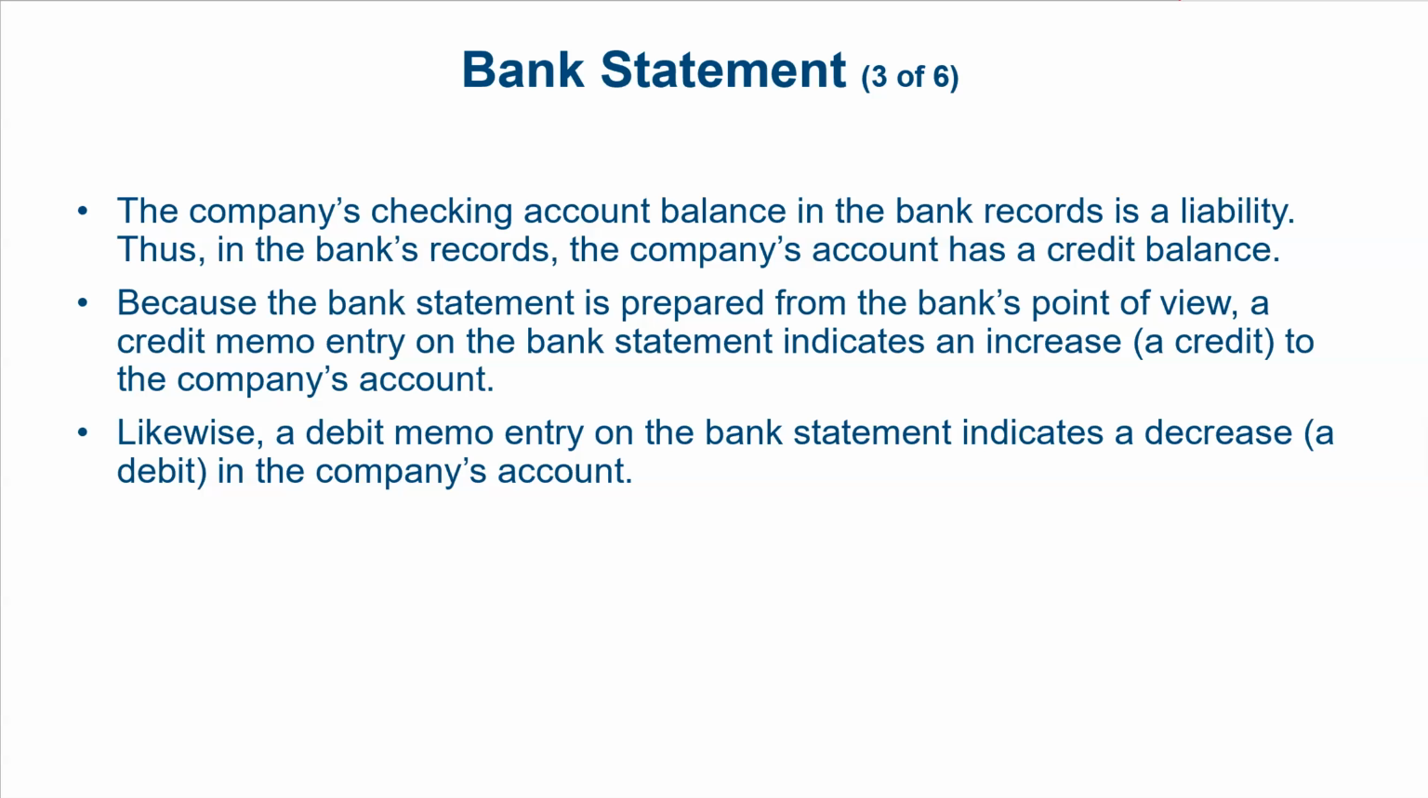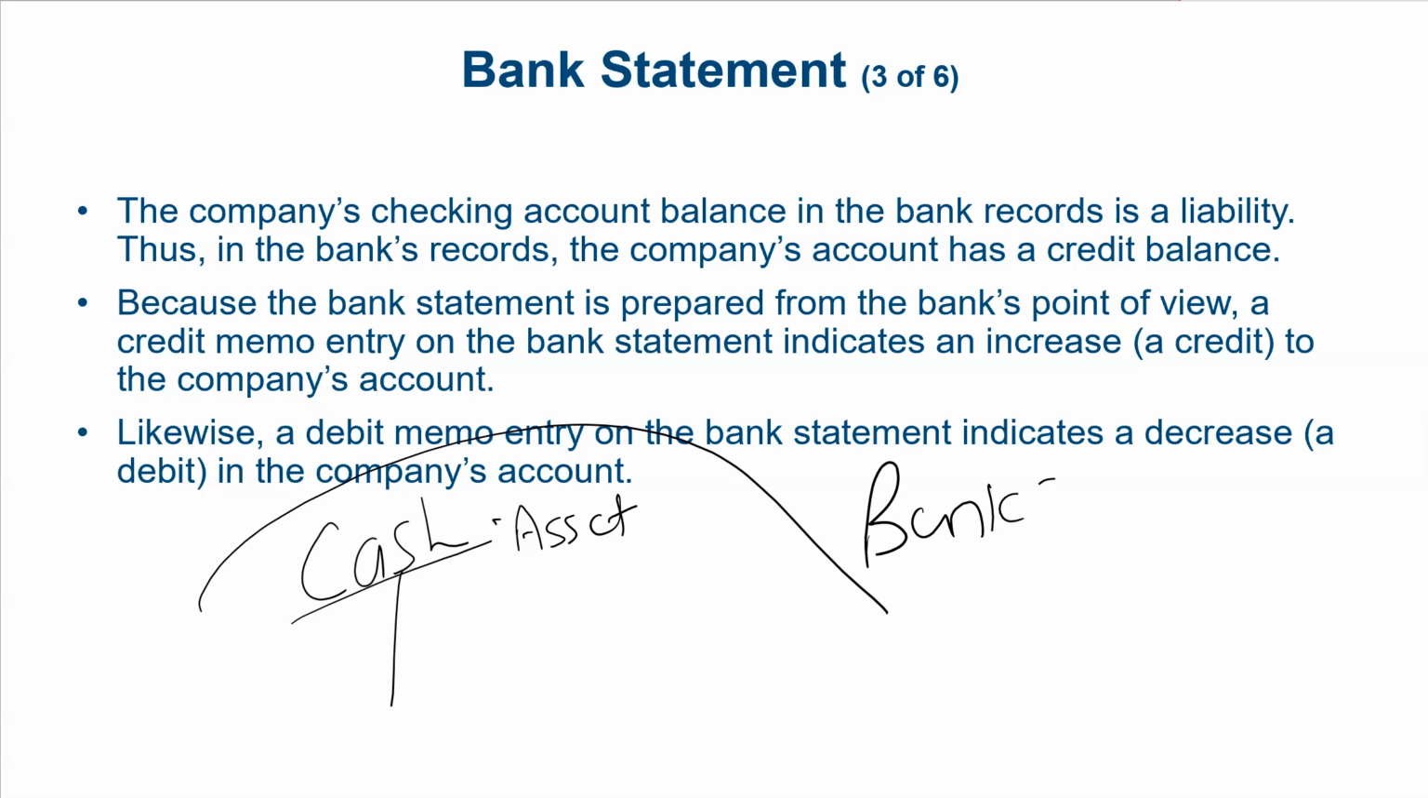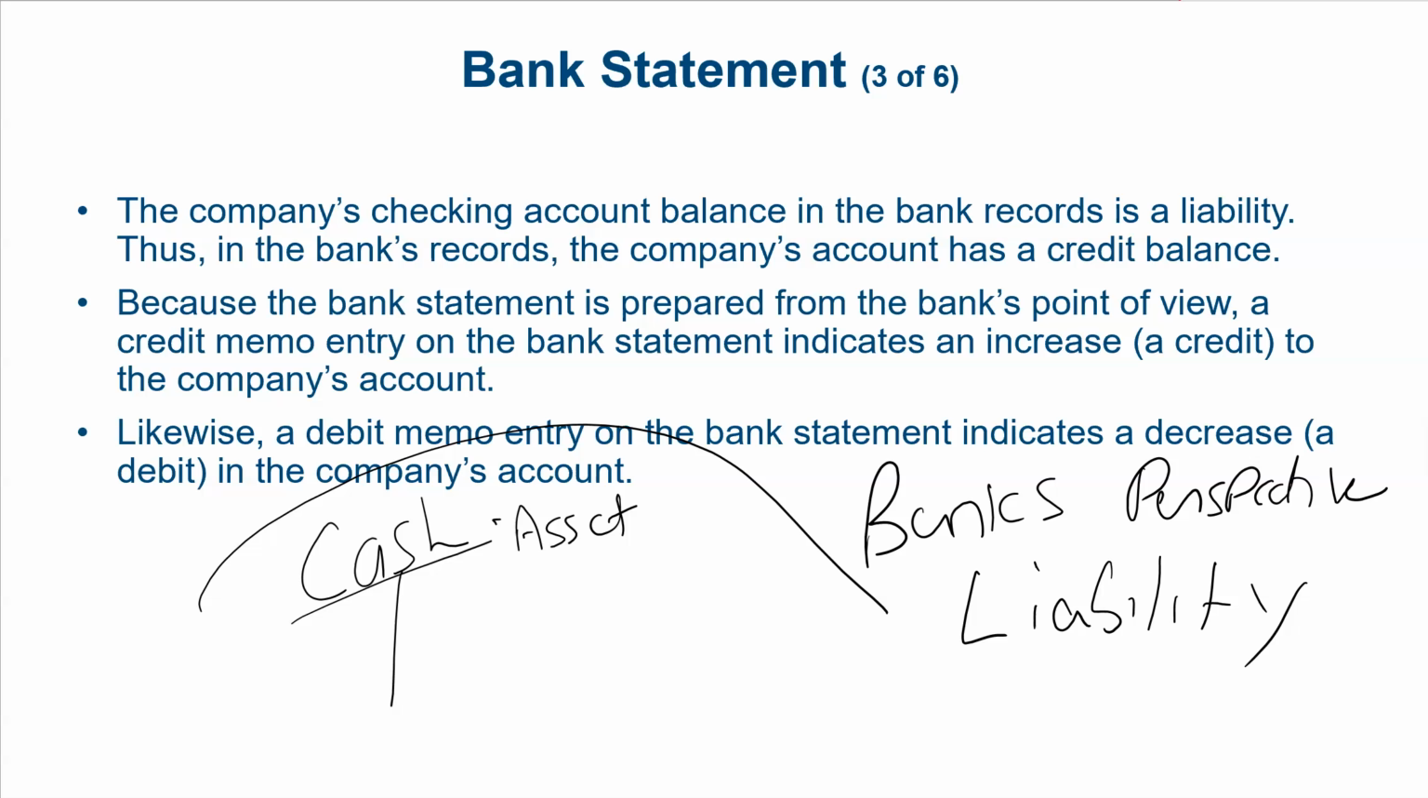The company's checking account balance in the bank records is a liability. Thus, in the bank records, the company's account has a credit balance. What I'm saying here is that our cash account for us is an asset. But this same account, from the bank's perspective, is different: anytime we deposit money into it, they owe it to us because it belongs to us. So from the bank's perspective, our cash is a liability. Every time it increases, they credit our account.